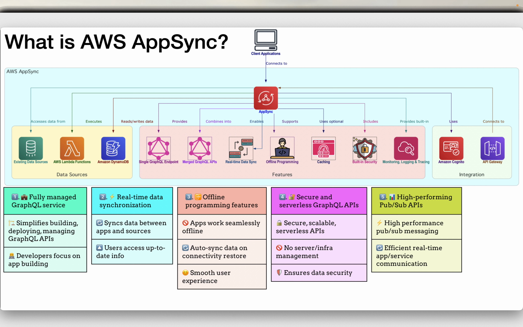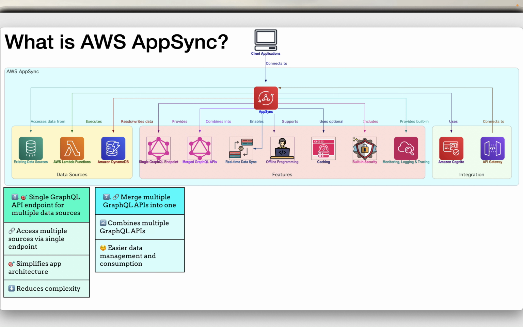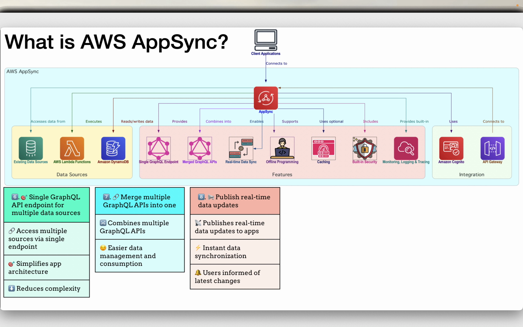AppSync ensures high performance for publish-subscribe messaging patterns, enabling efficient real-time communication between your applications and services. You can access data from multiple sources through a single GraphQL API endpoint, simplifying your application architecture and reducing complexity. You can combine multiple source GraphQL APIs into a single merged GraphQL API, thus making it easier to manage and consume data from various sources. You can publish real-time data updates to your applications, enabling instant data synchronization and keeping your users informed about the latest changes.